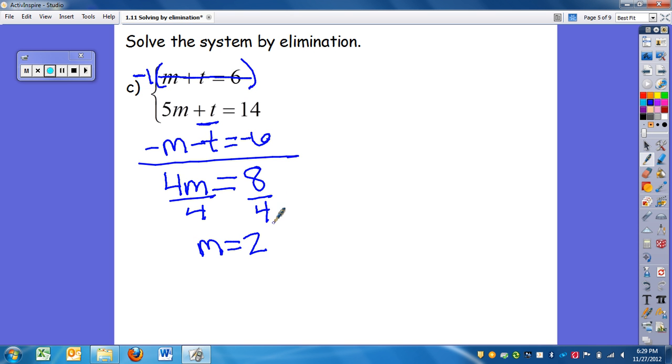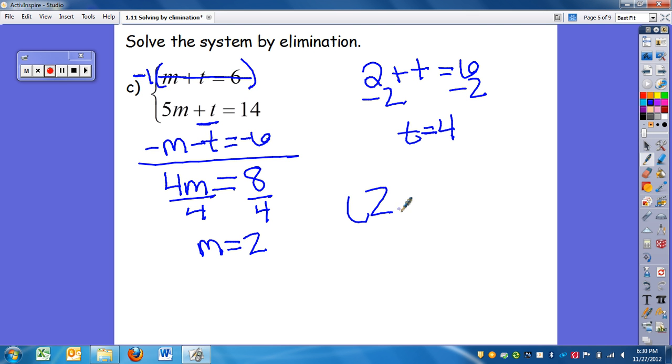So now I can plug in, and again, I have 3 options to plug in. I can do the first one, I can do the second one, or I can do the new one I created. It doesn't matter. The first one and the third one are equivalent expressions. But I'm going to do the first one because it looks easier. So I have 2 plus t equals 6. You probably can do this one in your head, but just minus 2. T equals 4. So again, alphabetical. M is before T in the alphabet, so my answer is 2, 4.